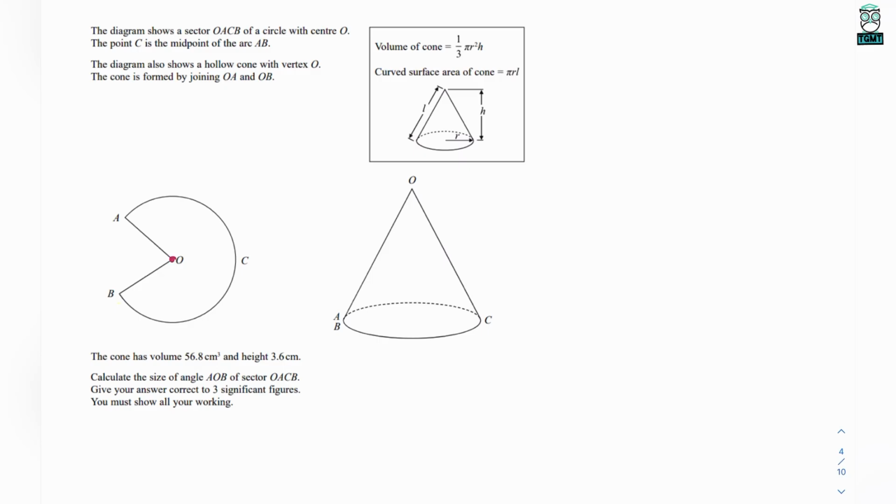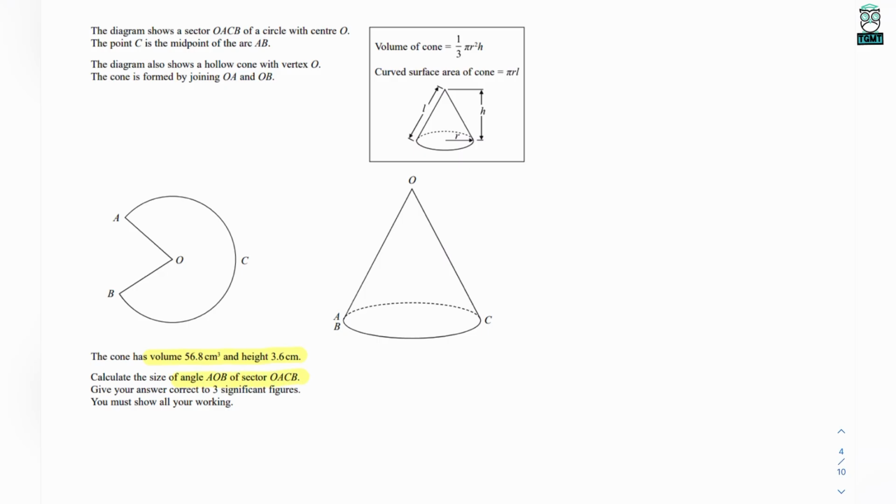So this O here is the vertex, and you can see A and B down there are joined together. So it's not very nice, and that's very hard to visualise, but if you're really struggling, maybe just cut out a bit of a sector and push it together, and you'll see it will make a cone shape. It tells us down here the cone has a volume of 56.8 and a height of 3.6. Calculate the size of angle AOB of the sector and give it to 3 significant figures.